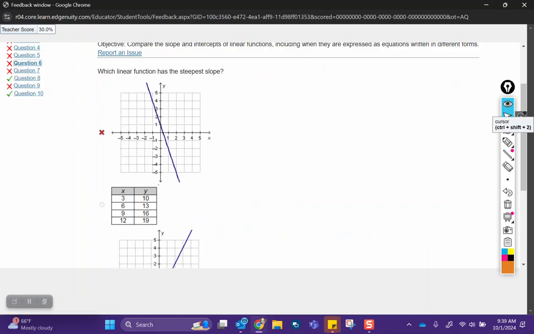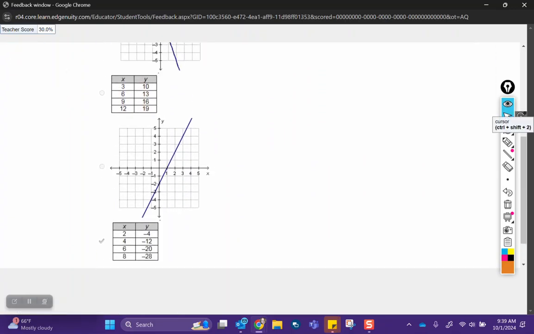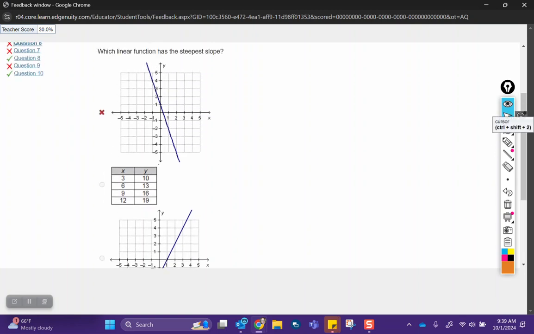Which function has the steepest slope? Okay, I'm going to have to pause here because my class is going to come in. I'm going to try to get through this one real quick.